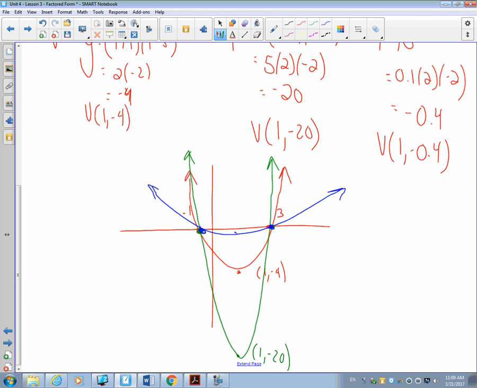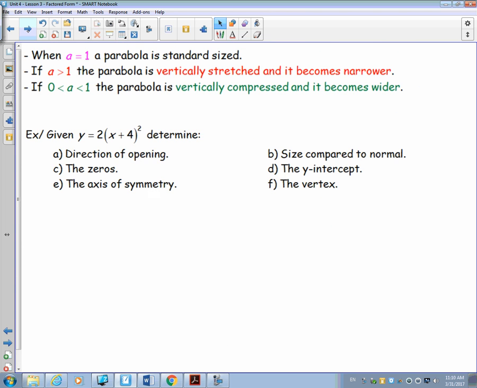What it really does is it's stretching your parabola. The bigger the value, look at the green one, the bigger that a value got when we had a big number, 5, made it really vertically stretched. When we had a small number, 1/10, it actually squished it a little bit, it compressed it. So our other idea for a is, in addition to the sign, which tells us direction, the value tells us the size of our shape.